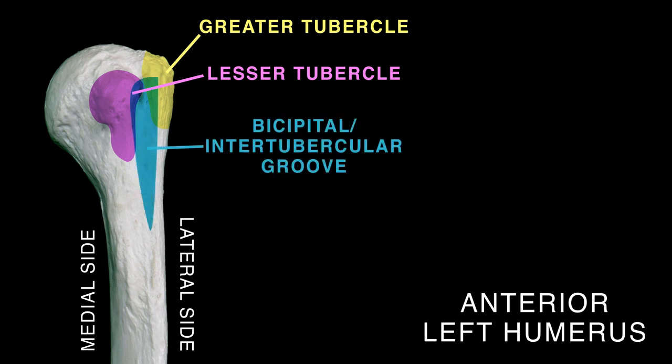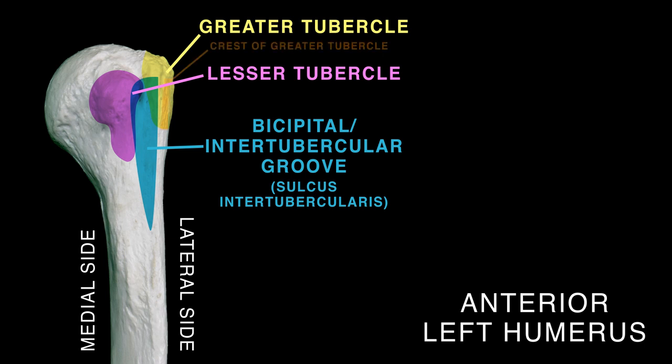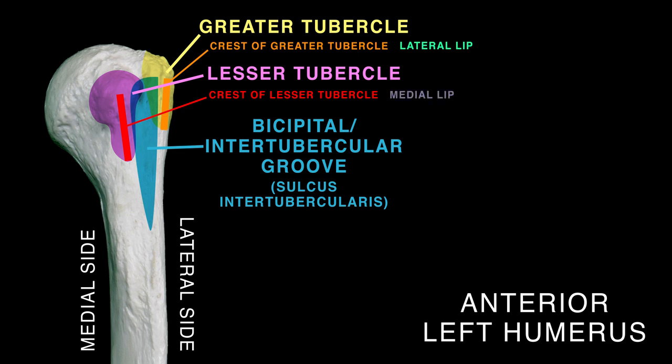The bicipital groove, also called the intertubercular groove, or sulcus intertubercularis, is a deep groove separating the greater and lesser tubercles. The crest of the greater tubercle forms the lateral lip of the bicipital groove, while the crest of the lesser tubercle forms the medial lip of the bicipital groove. The bicipital groove begins between the two tubercles and extends longitudinally down the shaft of the humerus.